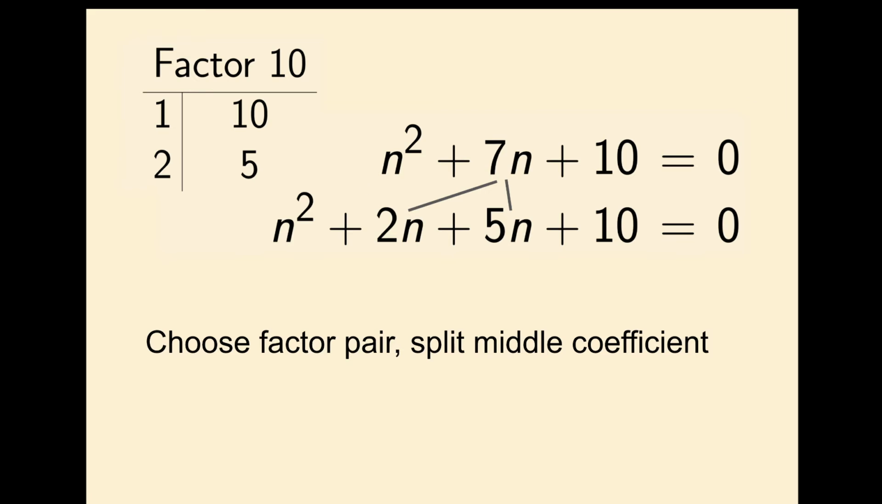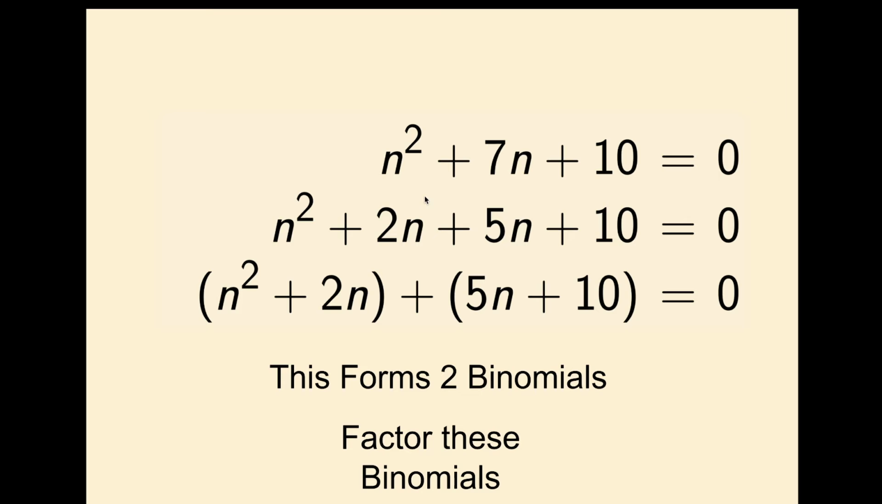The next step is to choose a factor pair and split the middle coefficient. We look at our factor pairs and choose 2 and 5, because I notice that this 7 I can split into 2 plus 5. I could also say 5 plus 2 and everything would be fine. Now we can form 2 binomials added together: n squared plus 2n plus 5n plus 10. And we're going to factor these binomials.